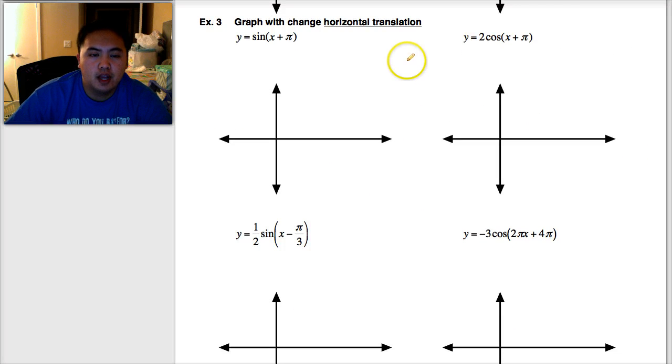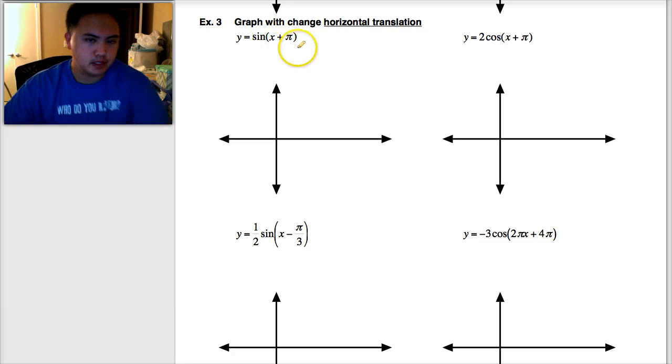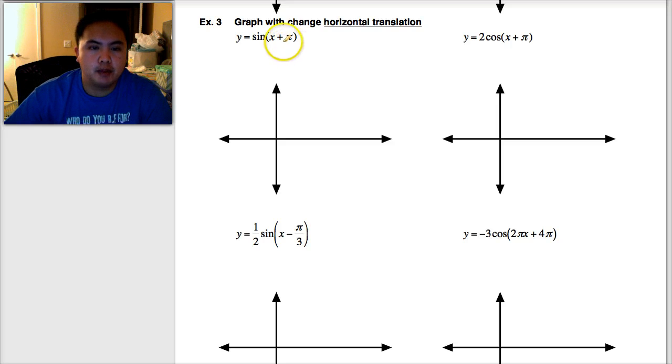Okay, so looking at this problem, I noticed that my amplitude is 1. My period is going to be 2 pi because I have no number in front. But now I have this plus pi over here. What does this plus pi mean? This plus pi means I'm going to move it. Remember, this plus means I'm going to move it to the left pi. So you don't need to write this down, but it means I'm going to take the original graph and move it to the left pi units.